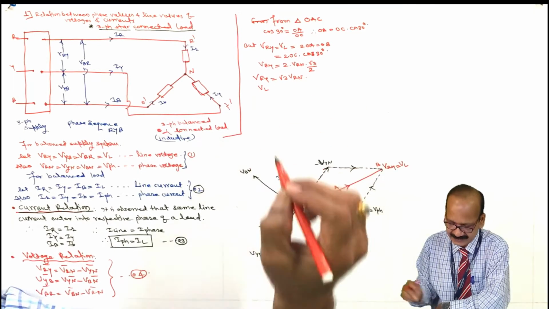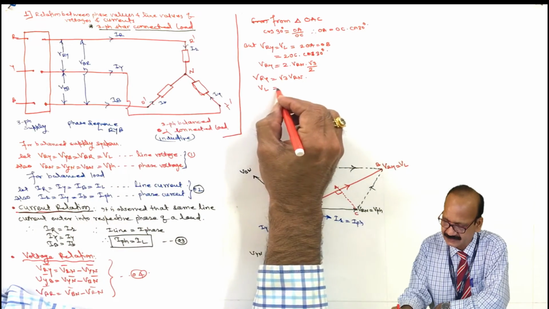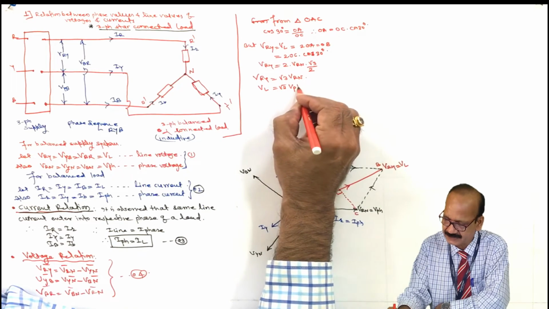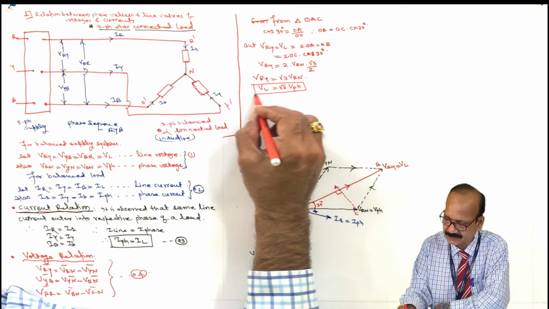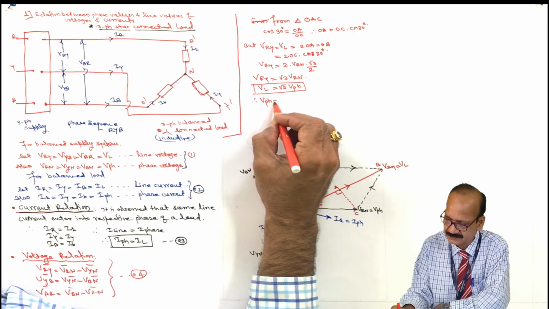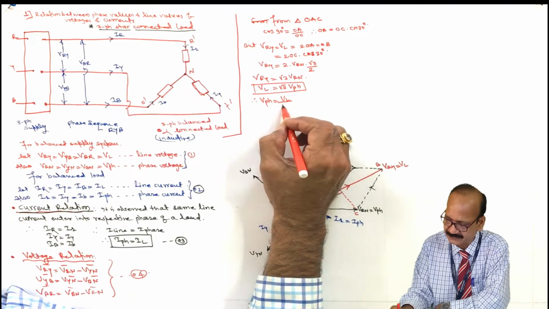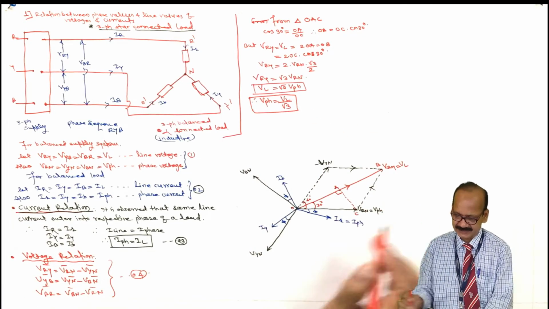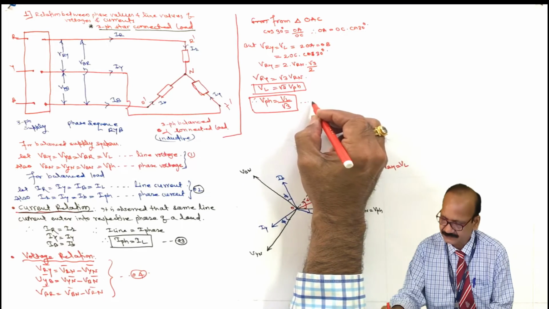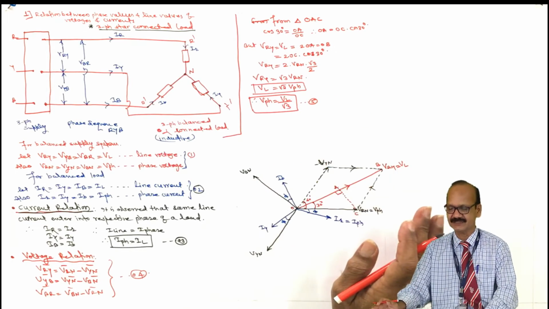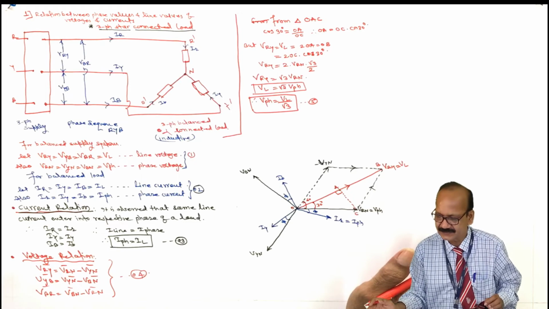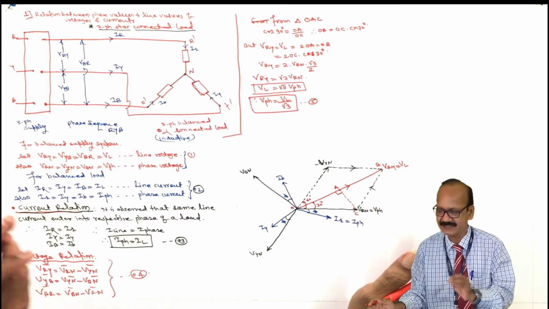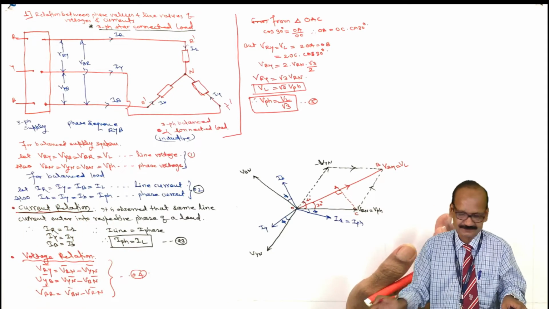So Phi line, Phi RY is nothing but Phi L equal to root 3, and Phi Rn is nothing but Phi PH. Therefore Phi PH equal to Phi L divided by root 3. So in this way, we have obtained both the relations, this is equation number 5. So in case of star connection, the per phase voltage equal to line voltage divided by root 3. So in this way, we have obtained the current relation and voltage relation. Now let us obtain the power relation.